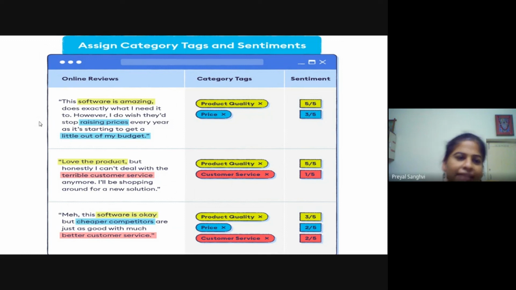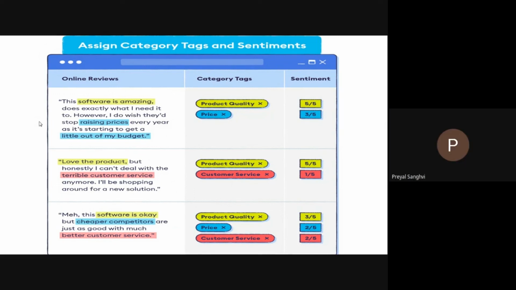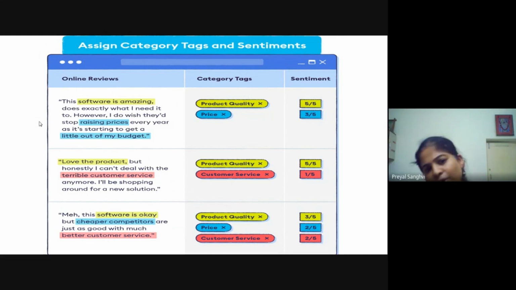Every year, as it's starting to get a little out of my budget. Based upon the reviews, we can assign positive sentiment or negative sentiment, and based upon that we are also able to give them a rating. So here the software is amazing, that's why we have given a 5 out of 5 score to product quality, because the customer review said the software is amazing. But if you talk about the price, I do wish they had stopped raising price.